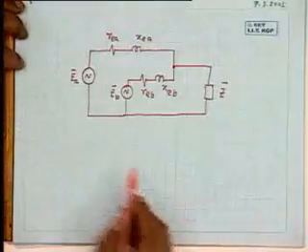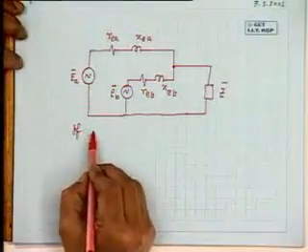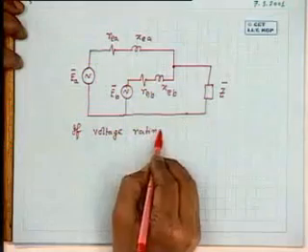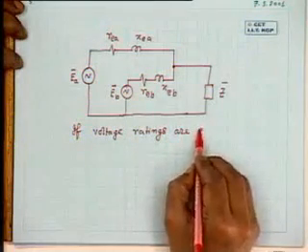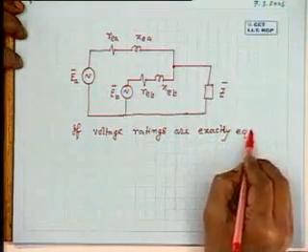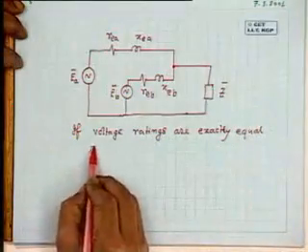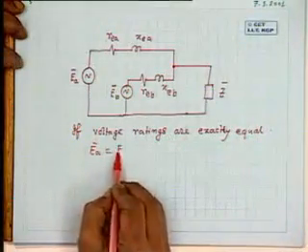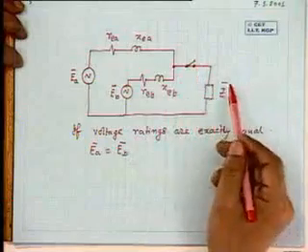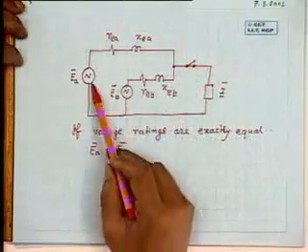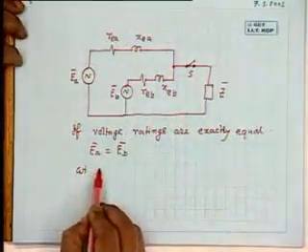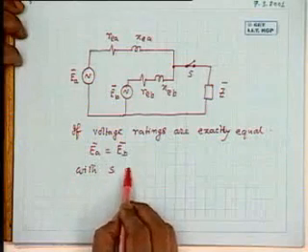Now suppose the voltage ratings are exactly equal, then EA bar will be equal to EB bar. And if you imagine there is a switch, when no load will be connected, the circuit is closed here like this, with this switch S opened.